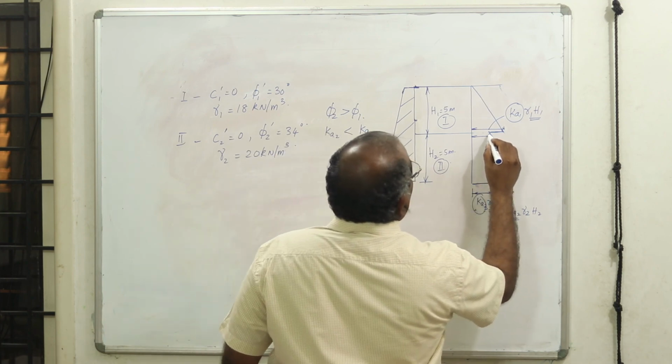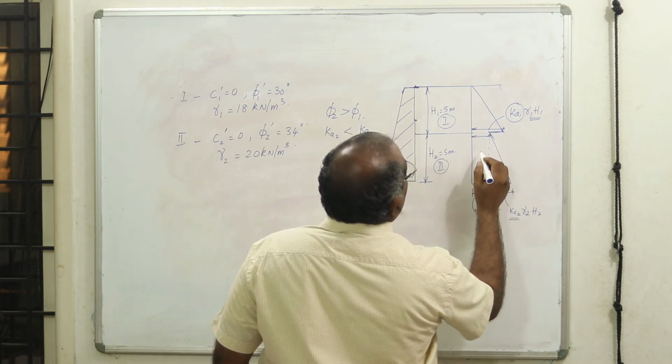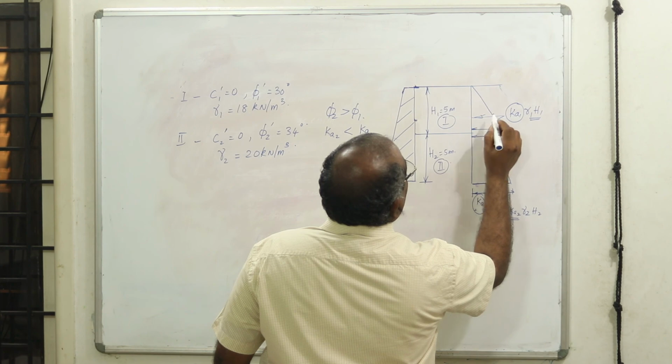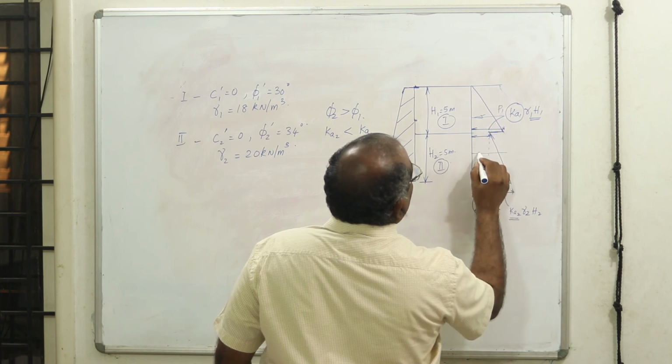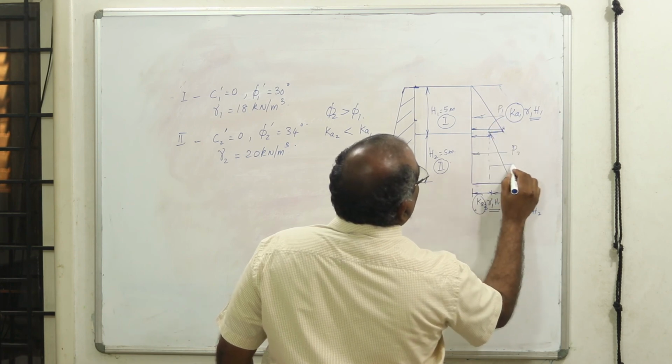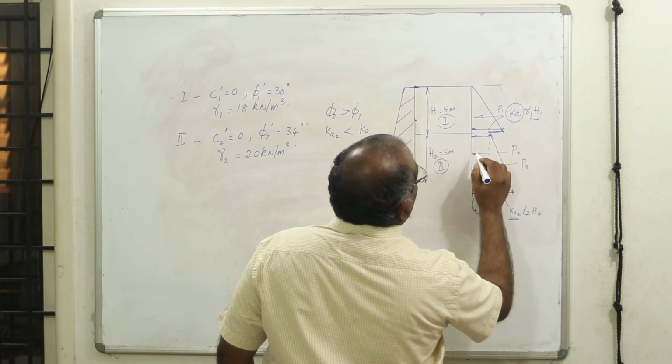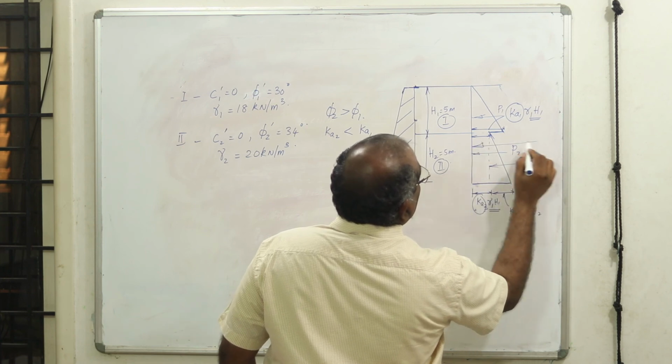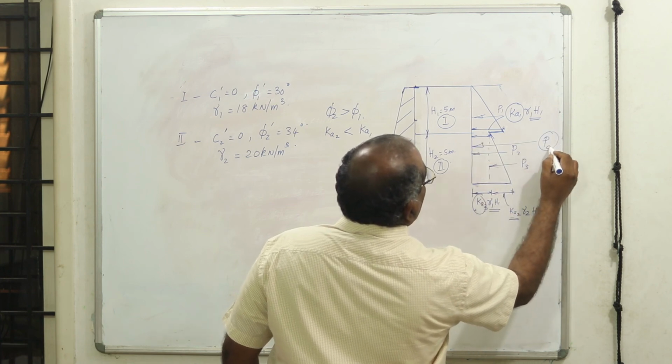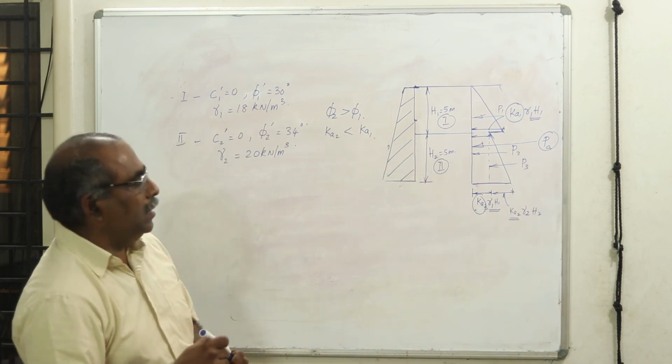Now to find out the total thrust, you can divide into, this is one triangle P1, you can call this as P2, and you can call this as P3. Then you can find out the total thrust as PA. This is how we can solve the problems.